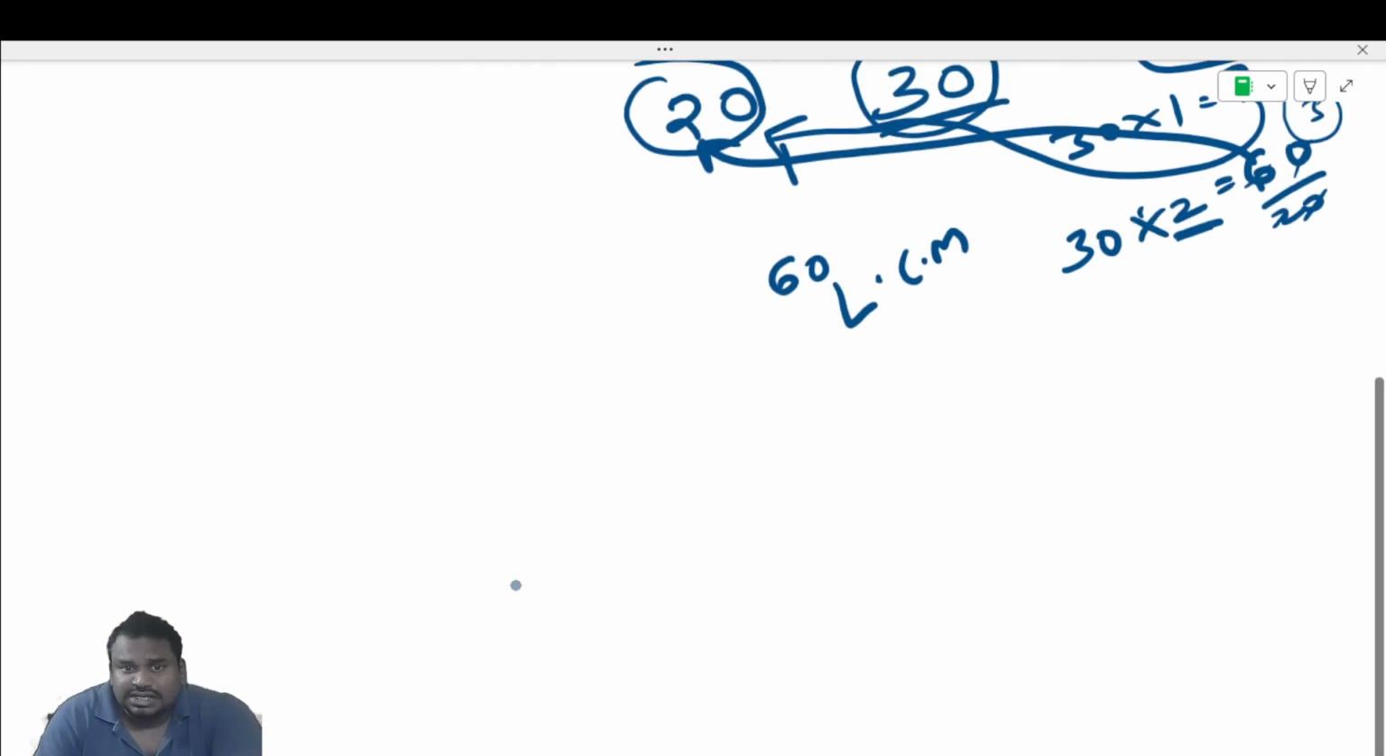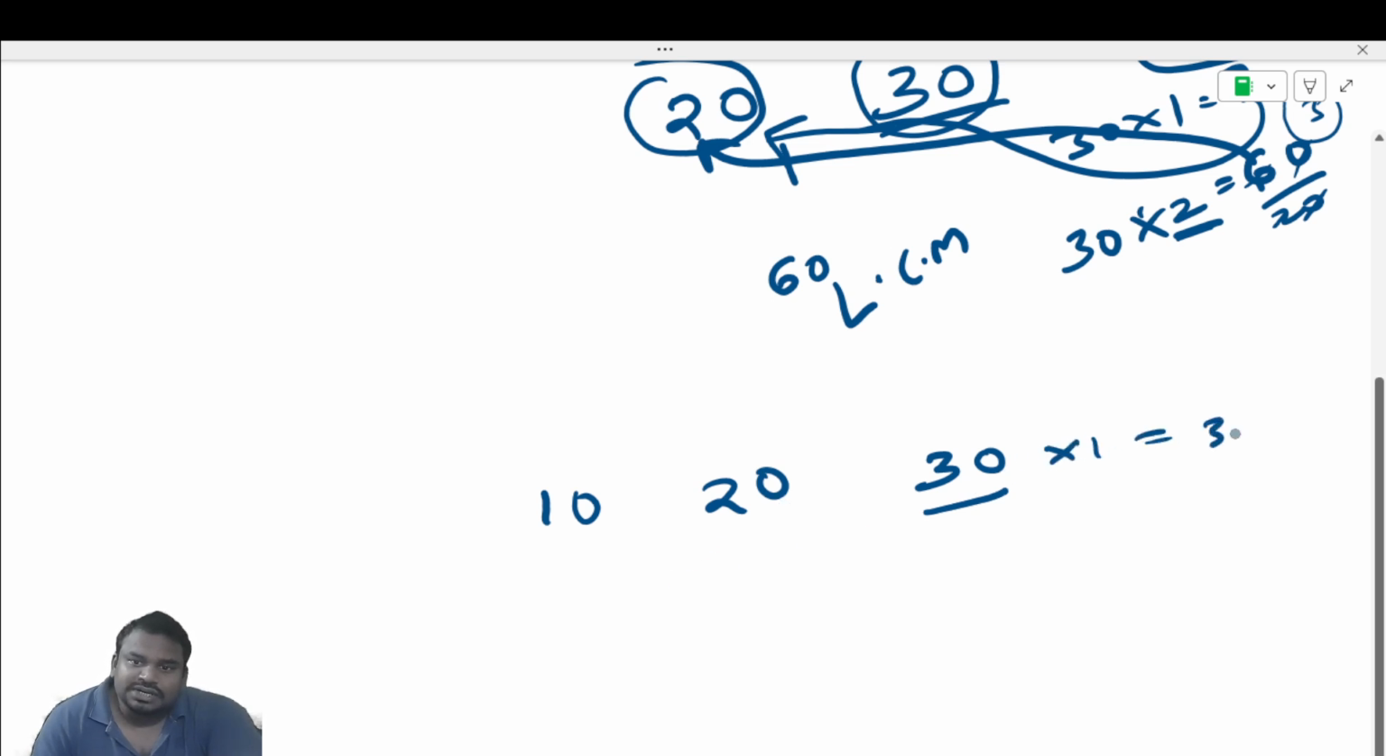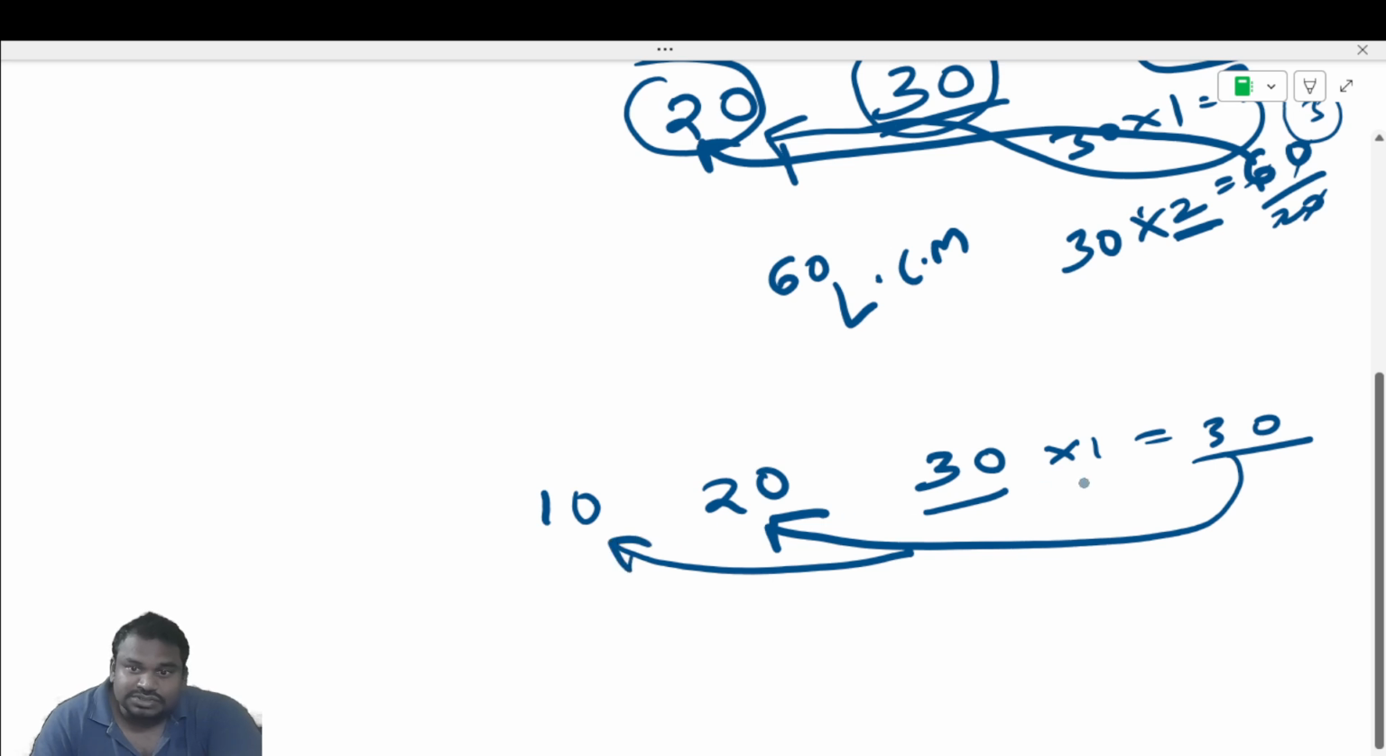Suppose in case there are three numbers, 10, 20, and 30. What is the largest number? In this case also, 30. Multiply 30 with 1, you are getting 30. Now you need to check the divisibility with two numbers, not only one number. Is 30 divisible by 20? No. Divisible by 10? Yes, but you should not get a remainder in points. Keep that in mind.